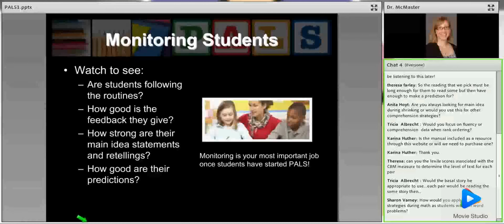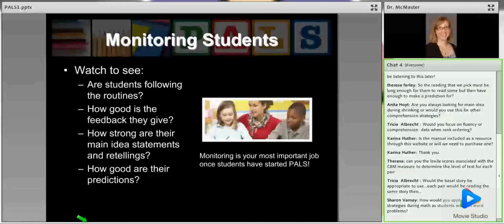So when I am a monitor during PALS, I like to spend a good couple of minutes with each pair and really listen to them read and see whether they're coming up with good main idea statements. It gives you a lot of really good information, actually, just to stop and listen to kids for a while.